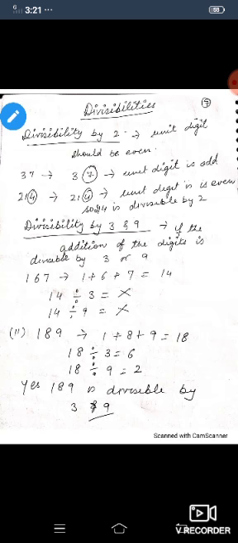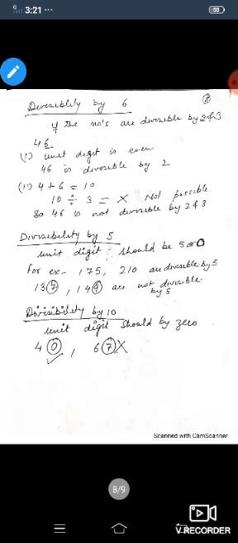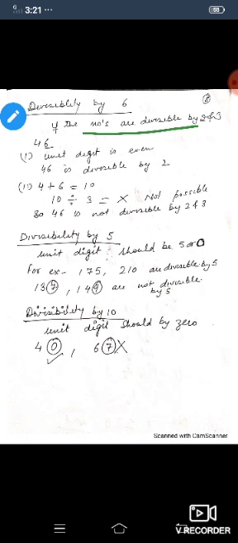Now divisibility by 6. If a number is divisible by 2 and 3, then it is divisible by 6. Suppose I am taking 46 here. The unit digit is 6, so this number is divisible by 2. Then adding the digits I get 10. 10 is not divisible by 3. So this number is not divisible by 3 and 6.